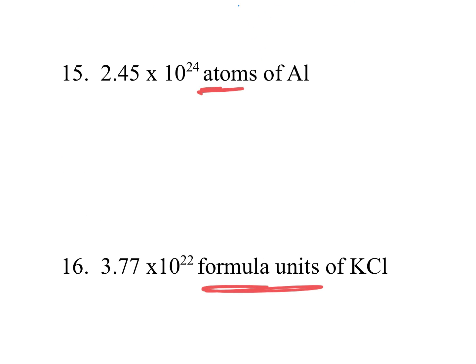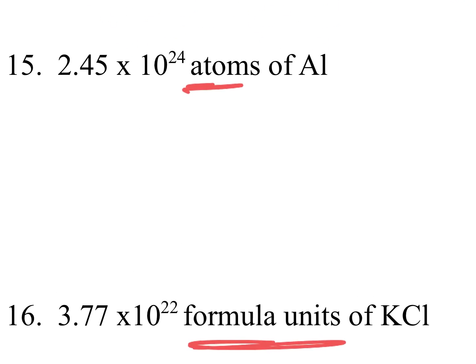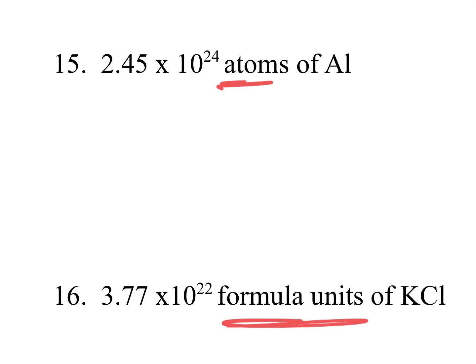Okay, question 15 gives you atoms and asks you for grams. So that's particles. Atoms of aluminum are particles of aluminum. So you are starting with atoms, and it is asking for grams. But you can't go straight from particles to grams. You have to go to the middle step of the mole. You need these 2 separate conversions.